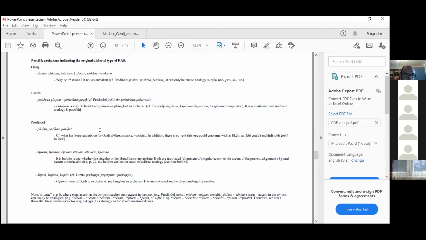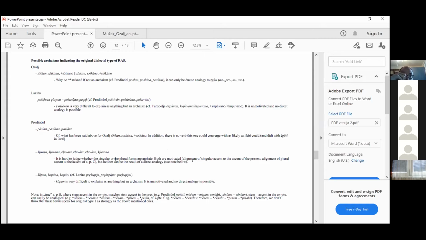And in Prodindol, of course, we have the already mentioned poslan, poslana, poslani, and other forms, that is kluvan, kluvana, kluvani, with accent on the stem in the singular, but on the suffix in the plural. This is somewhat ambiguous because either could be analogical, and there is motivation for both. This verb belongs to accent paradigm B. It's kluvati and ja klujem. So the singular accent could be modified by the present, while the plural accent could simply be influenced by the original mobile verbs like kovati, to forge, which also shift to ending accent.